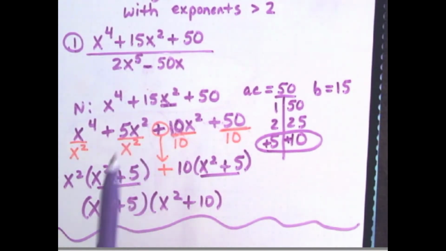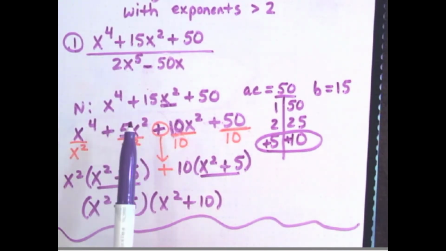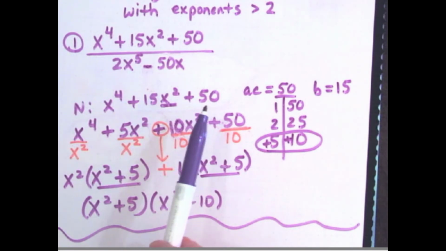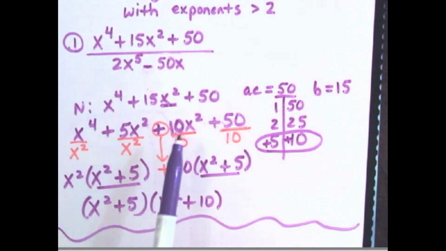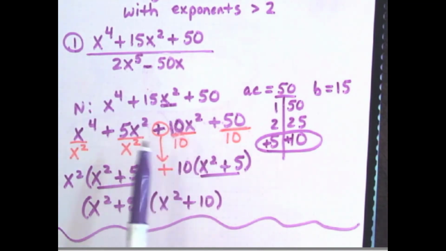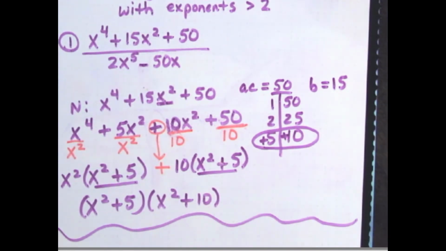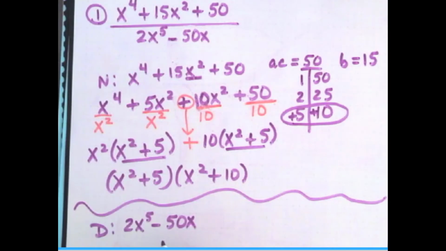Oh, and you could have used the shortcut on this, because you really just need factors of 50 since your a is 1. But if you tend to get a little confused with your middle terms, you might want to work it out the long way. But you can see that the 5 and the 10 are actually in those spots. So shortcut is an option on that one.